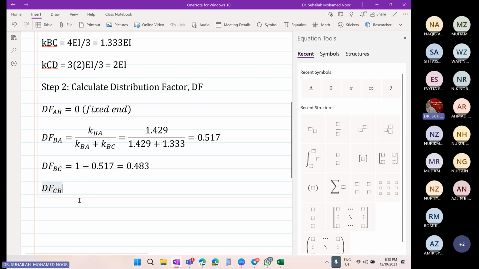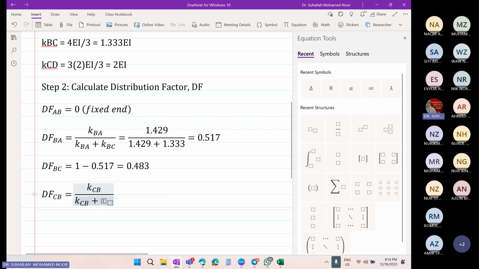Distribution factor DF for CB. For DFCB, it is KCB divided by KC. KCB divided by KC, and at joint C we have CB and CD, so KC is KCB and KCD.